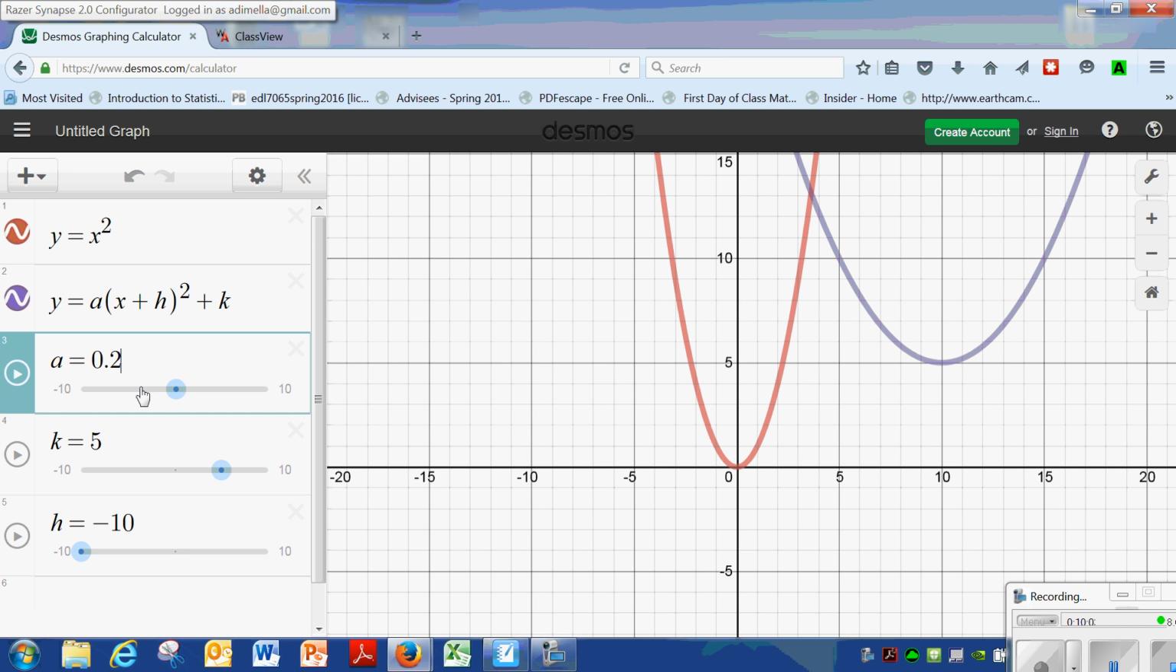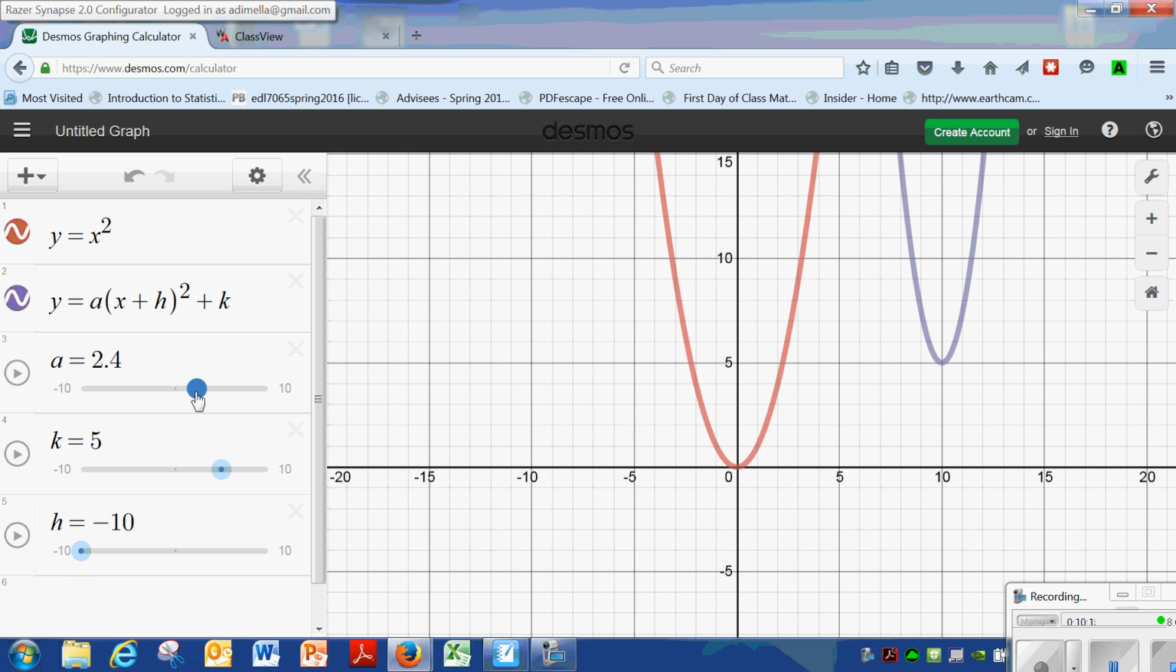Oh, there we go, 0.2. And so I can make it a little bit wider. If I wanted it to go faster and make these red ones pull together, I would need to make it a higher absolute value. And if I wanted to flip it upside down, which you see a little bit more in practical applications, then my a value would have to be negative to flip it upside down.